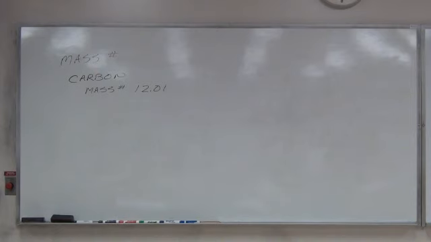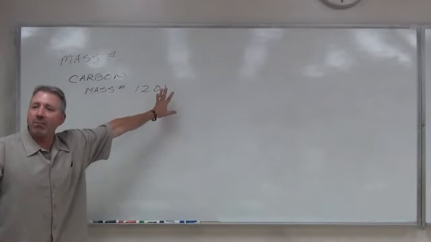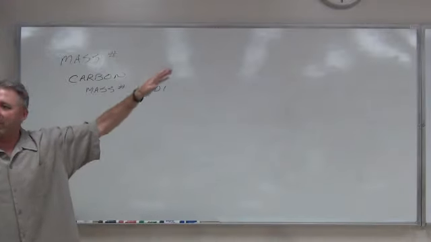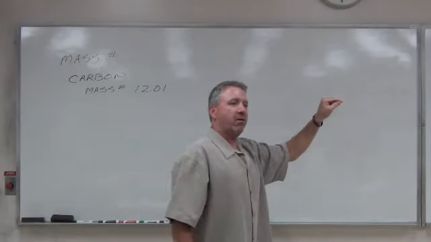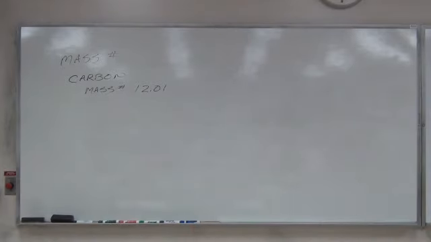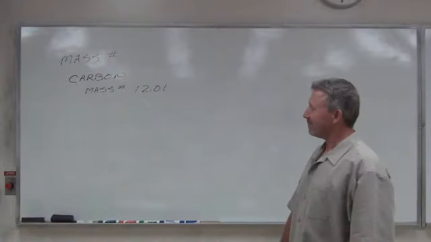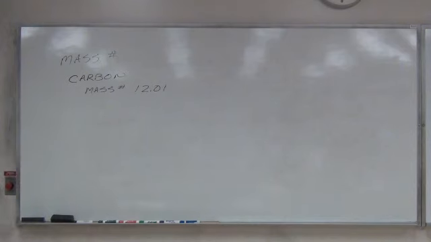Isn't it curious? All I've been harping on is numbers and units. Number without a unit is worthless. Unit without a number is worthless. But then we look on the periodic table and we see that there are no units associated with our mass numbers. Isn't that interesting? Well, the reason is because there are two equally important units that can be associated with those mass numbers.